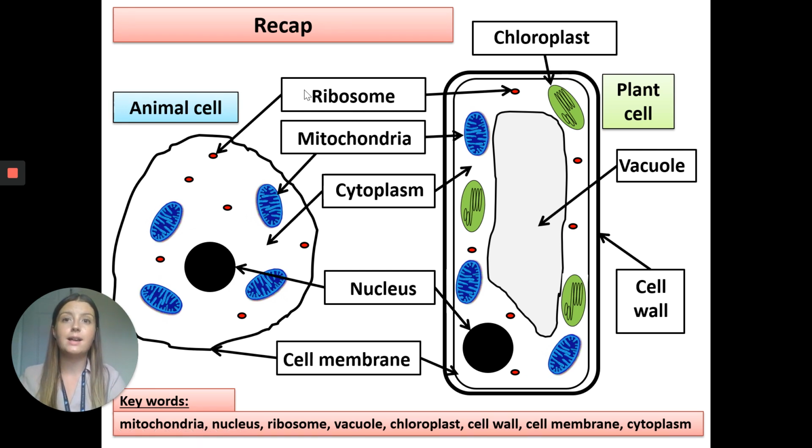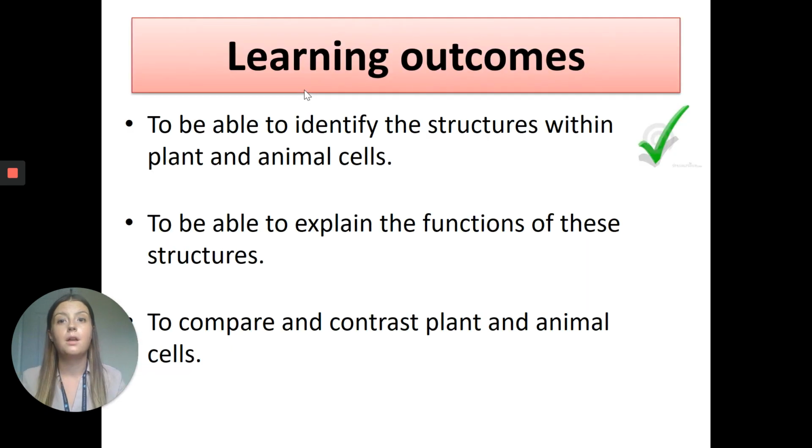Okay, if you didn't quite get all those right, it might be worth just spending a bit of time now, pause the video again, go back through and see if you can do those labels. Okay, get somebody to test you on them. Because it is important that you can label those plant and animal cells because they're easy marks to then pick up in the exam.